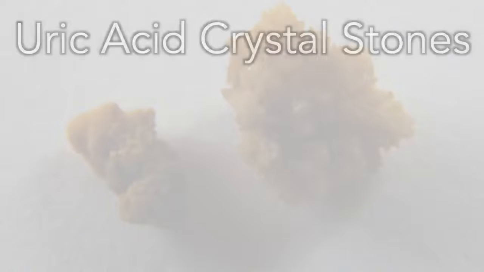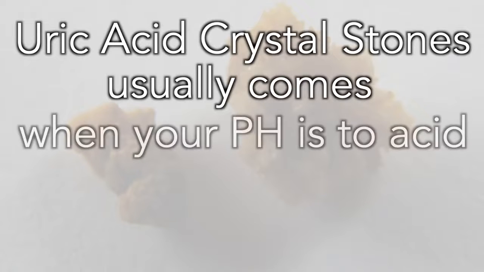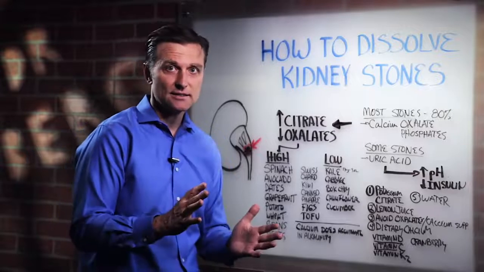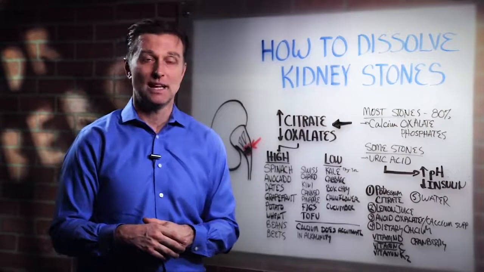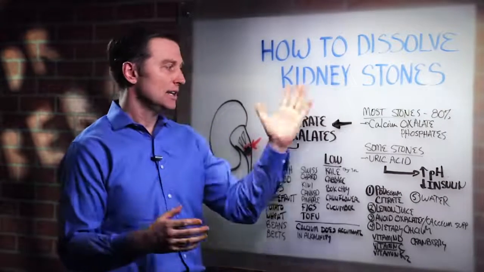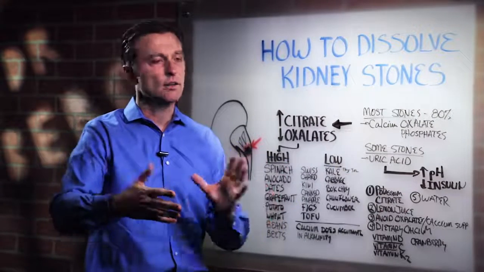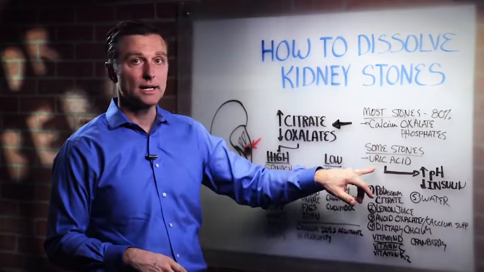Okay, now let's talk about uric acid crystals. Now, that particular type of stone usually comes when your pH is too acid, your urine pH is too acid, and that could happen after several things. Number one, you did a ketosis diet, and all of a sudden you end up with a kidney stone, or you have an insulin problem. A lot of diabetics have kidney stones because of the sugar involved, because sugar, fructose, that kind of can lead to uric acid building up in the body.